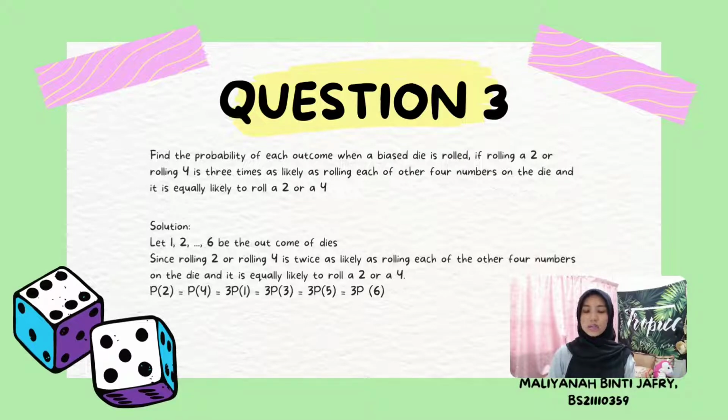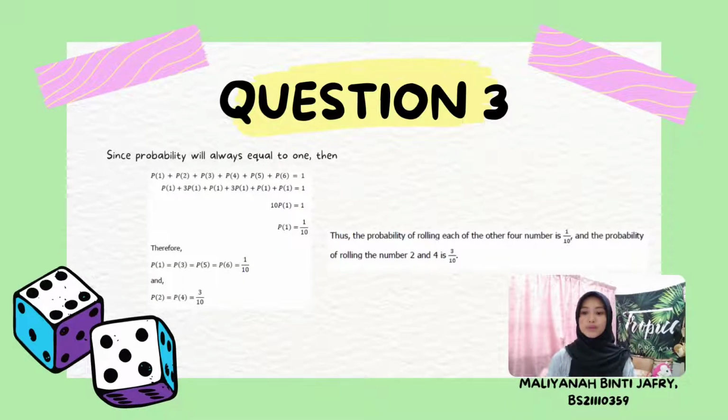So the solution is, let 1, 2 until 6 be the outcomes of the die. Since rolling a 2 or 4 is 3 times as likely as rolling each of the other 4 numbers on the die, and it is equally likely to roll a 2 or a 4. P stands for probability. Since the total probability will always equal 1, we get 10 P1 equal to 1, then P1 equals 1 over 10. Thus, the probability of rolling each of the other 4 numbers is 1 over 10, and the probability of rolling the number 2 or 4 is 3 over 10.